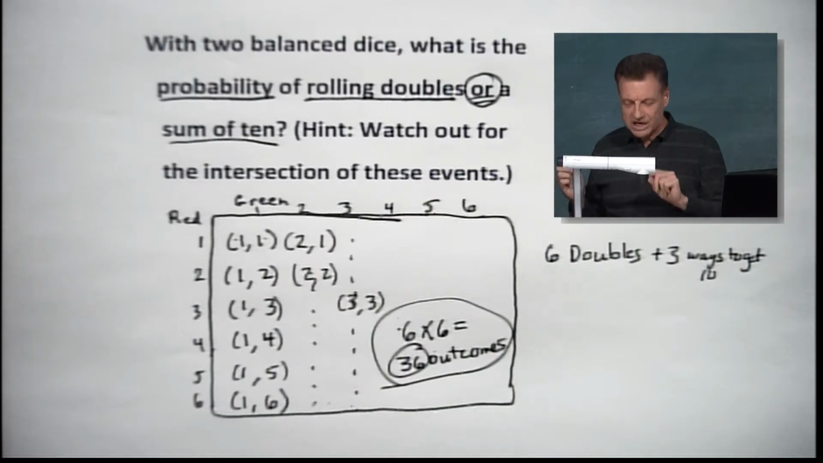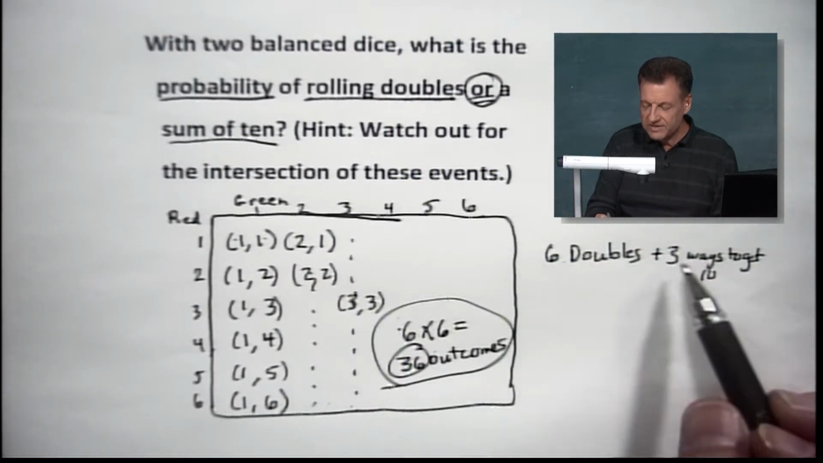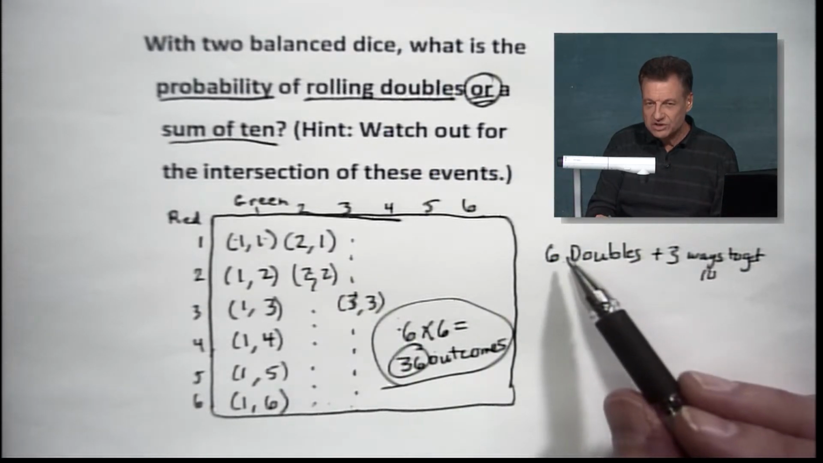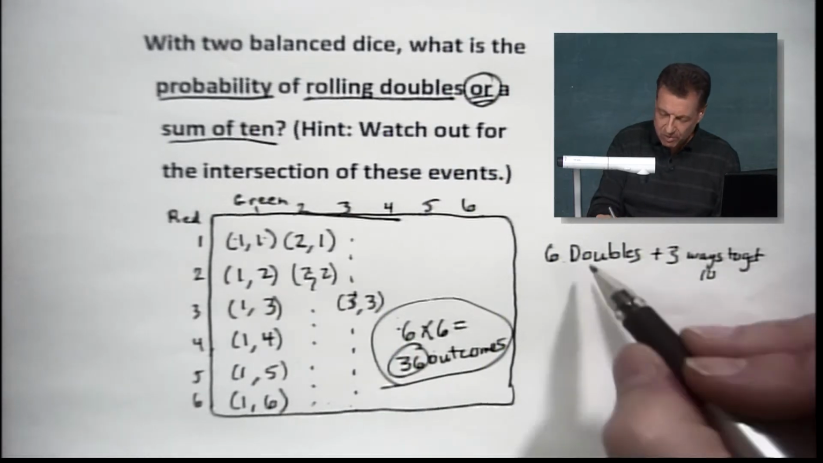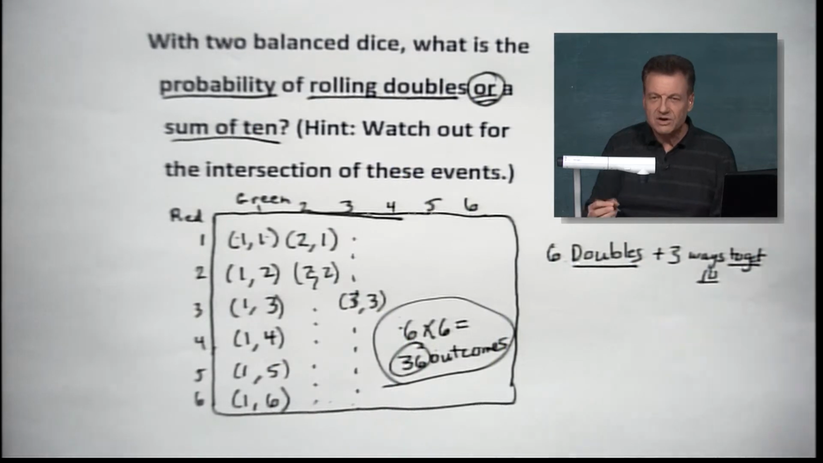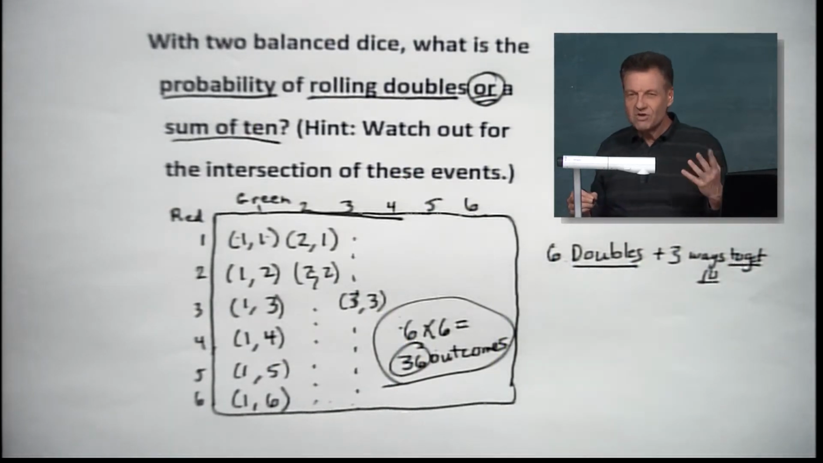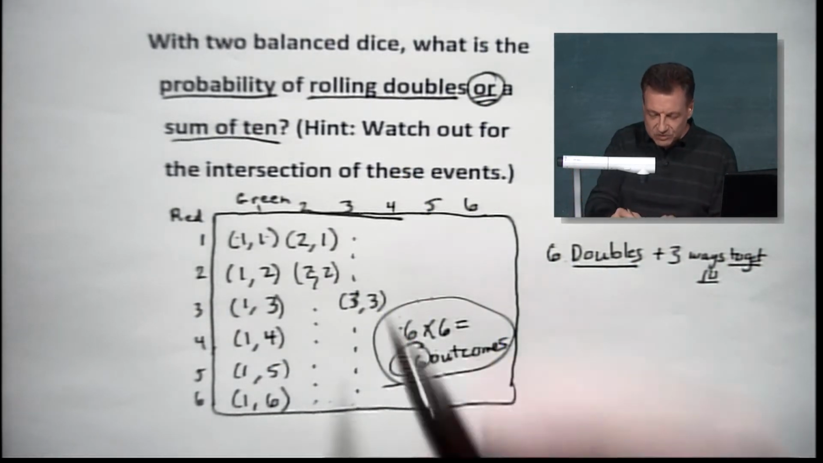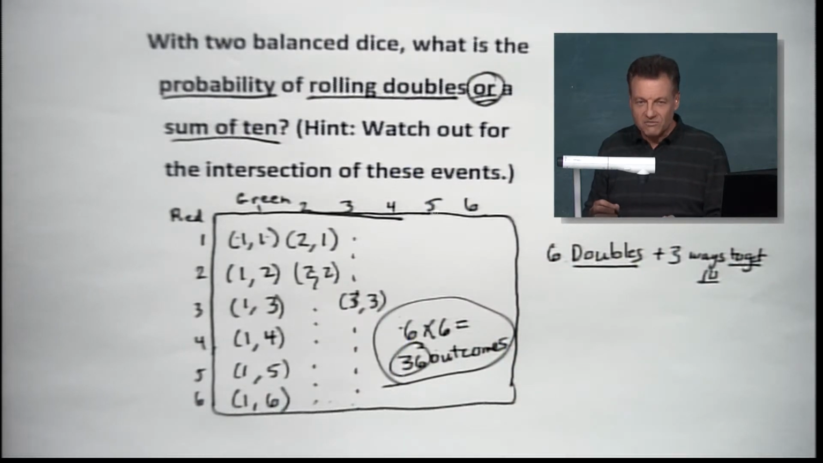But there's one catch. One of these options out of our 6 double parts, all right, and to get 10 by adding them together, 5 and 5 is an overlap. We can't count it twice because we've only got 36. If we counted everything we overlapped with, we'd have more than 36, and probability never can go over 1, right?